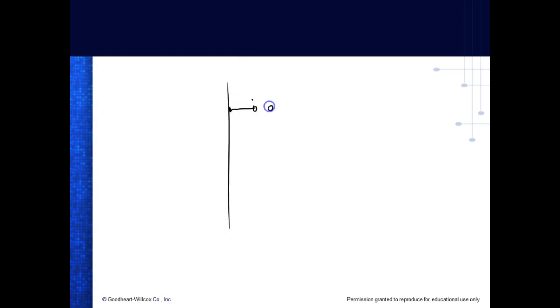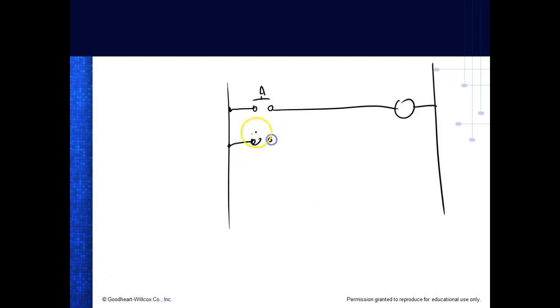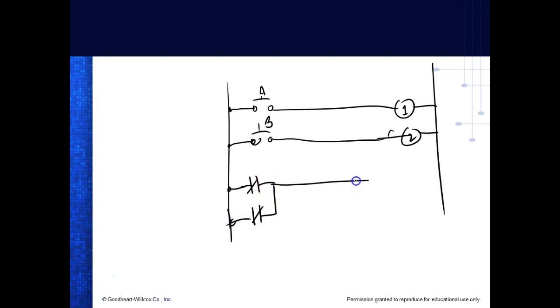So I'm going to come up here and put a push button I'm going to call A. And then I'm going to come over here and put a relay coil. Then I'm going to put a push button called B, and another relay coil over here. I'll just call this 1 and 2, and this B. So this is my outlet there, and this is going to be 1, and this is going to be 2.